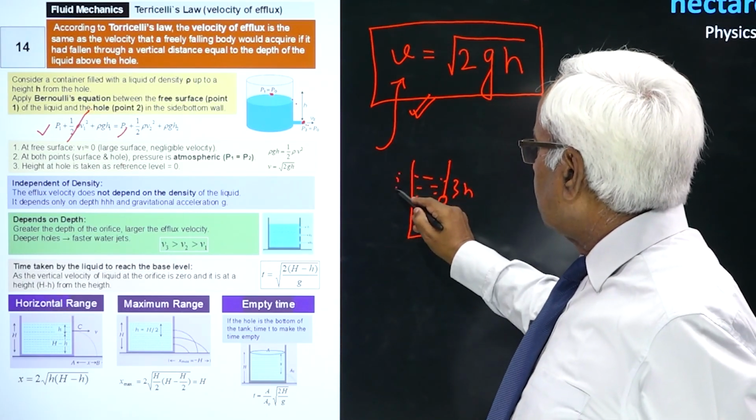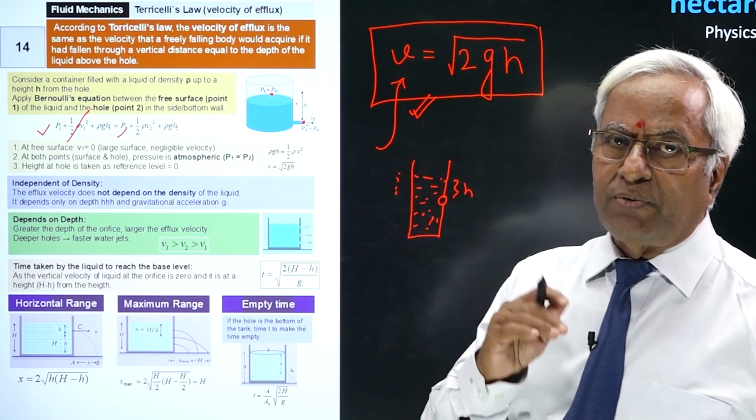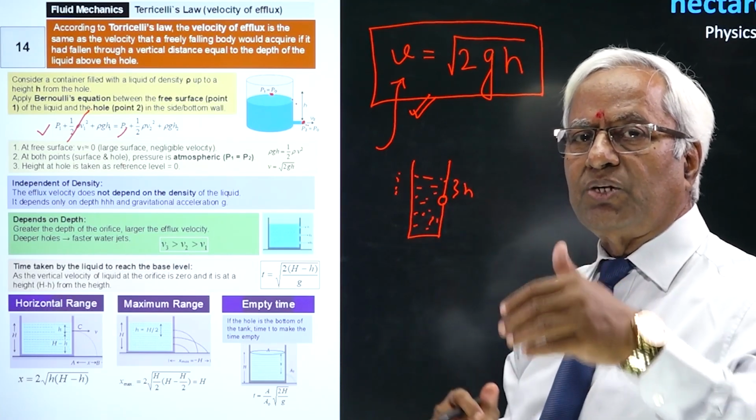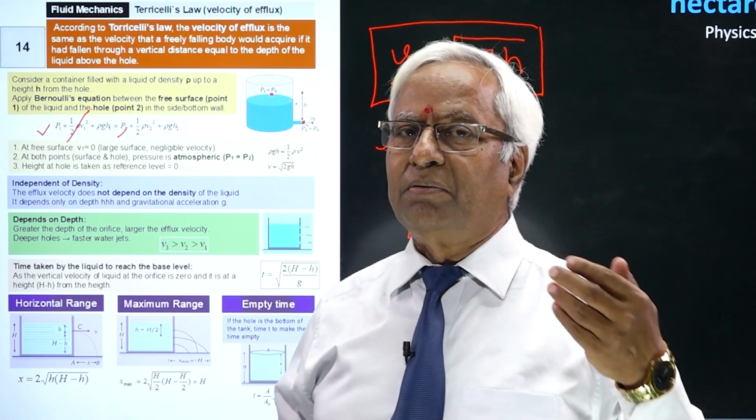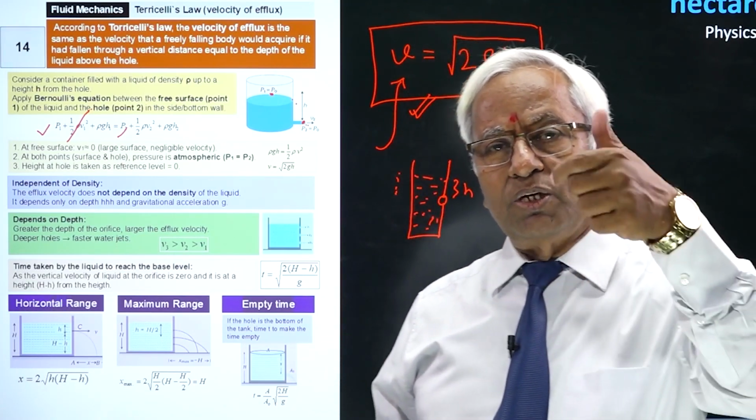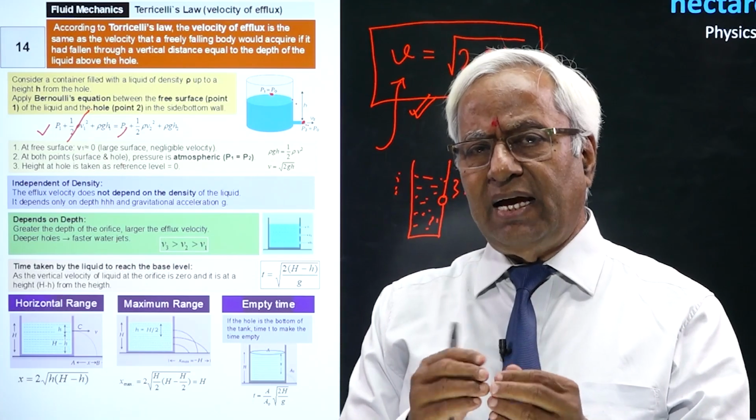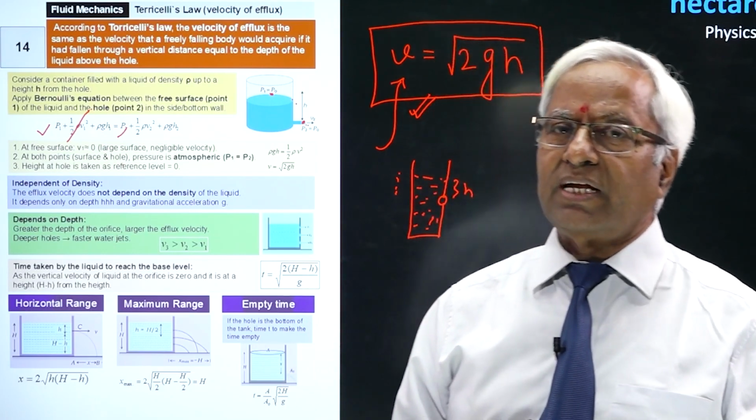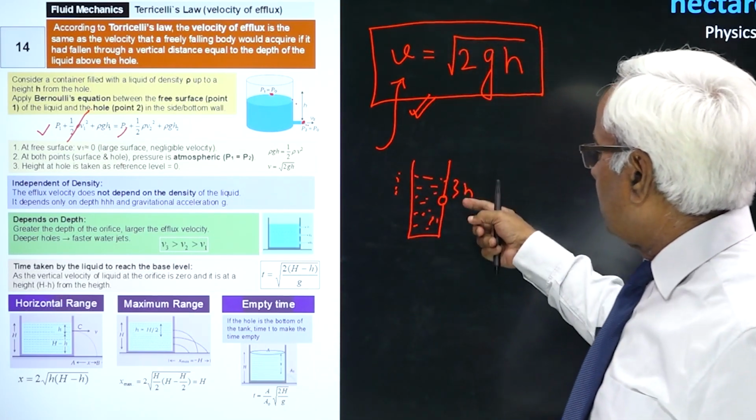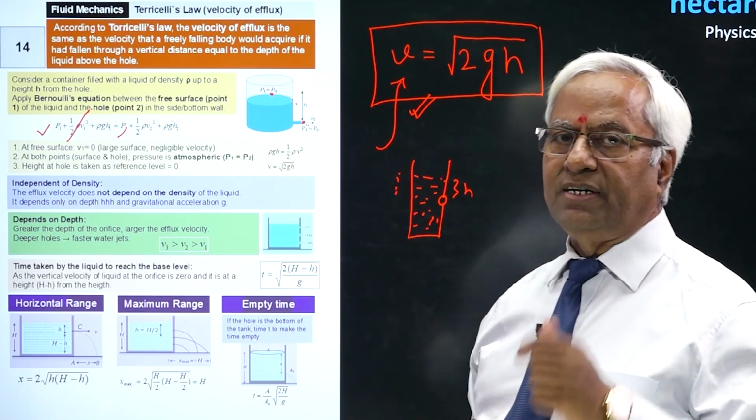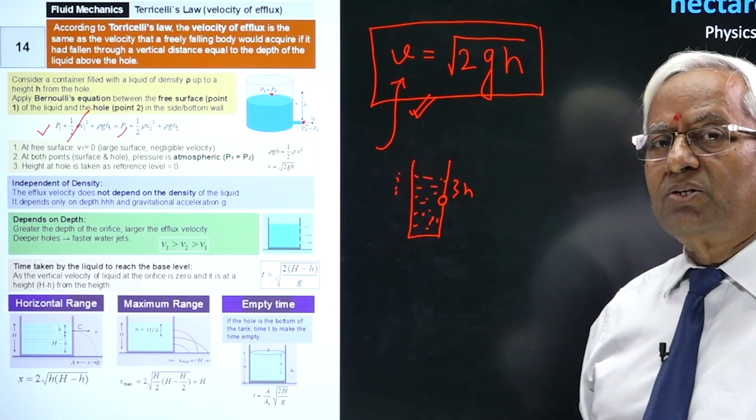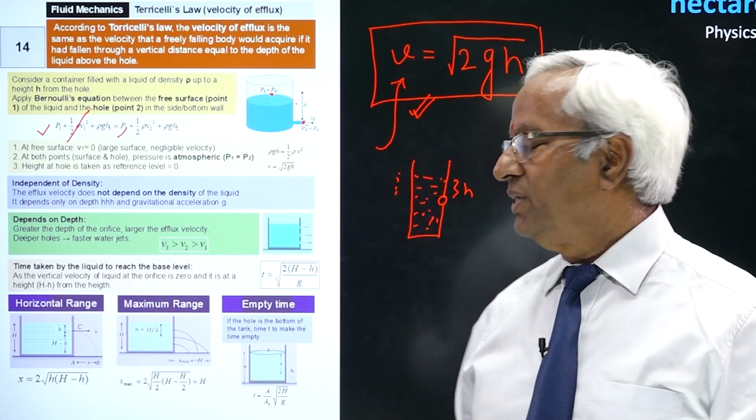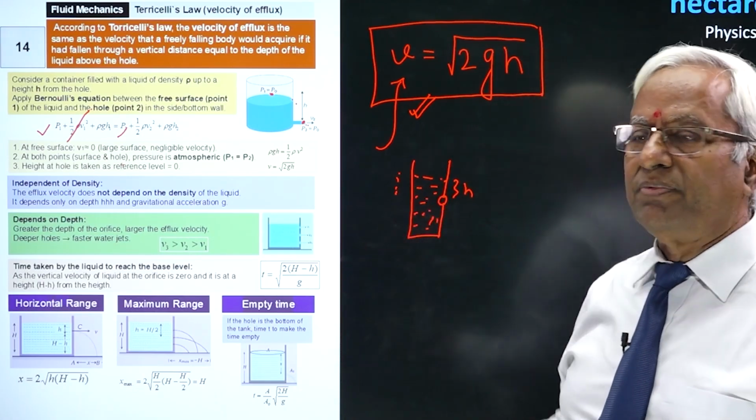So, you could say the velocity of efflux for a liquid coming out from an orifice at a depth h is the same as the velocity gained by a body in falling freely through the same height. In fact, this analogy, this similarity, is given the term Torricelli's theorem. Once again, I'll repeat. The velocity of efflux for the liquid coming out of the orifice at a depth h is the same as the velocity gained by a freely falling body through height h. This is called Torricelli's theorem.